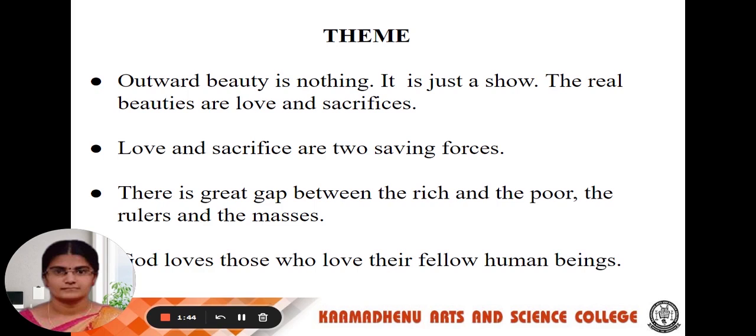There is a great gap between the rich and the poor, the rulers and the mass. So in this story, there is a difference, a gap. Like, the rich are the rulers and the poor are the mass. Mass means people who are in the city. So the ruler is handling the people.